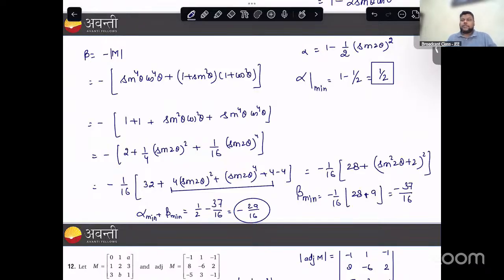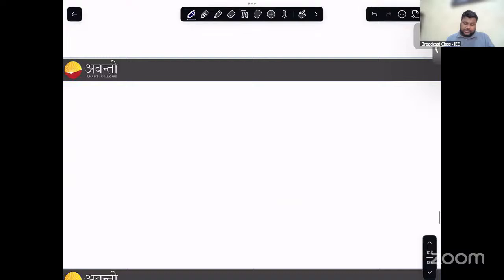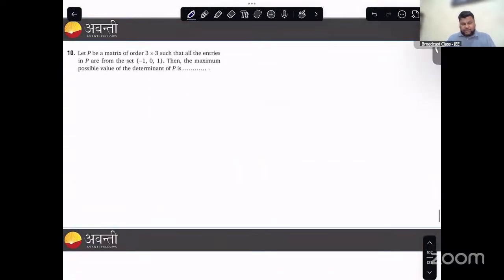Understood? This is also a question from JEE Advanced. In the coming classes, we will do more questions, previous year questions, few new questions. Now see this very simple question from Advanced also, but a question of up to Main standard. Have a look. P be the matrix of order 3 by 3 such that all the entries in P are from the set minus 1, 0, 1. Maximum possible value of the determinant of P is.